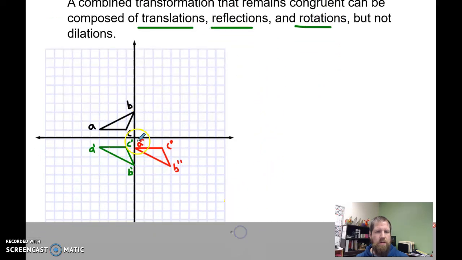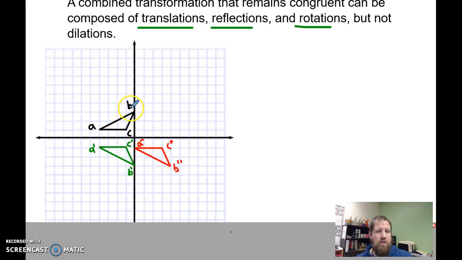When our problem gives us three figures, it's pretty easy because we can ignore the third one to start. We can say, how did this triangle get to here? Well, it changed in orientation, so B started on top, and now B prime is on the bottom, and it changed in location. So probably this is either a rotation or a reflection.